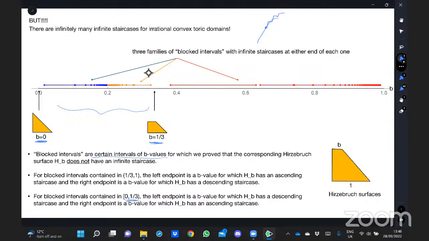So if you're an endpoint of a blue or orange interval, then the left endpoint has a descending staircase and the right endpoint has an ascending staircase. And on this side, you have the opposite. And you can see you have more and more infinite staircases as b approaches 0.2, and more as b approaches 1. So that would be a very long Hirzebruch surface. You actually don't have one at b equals 1/5. And I could tell you why this happens, but I'm not sure.